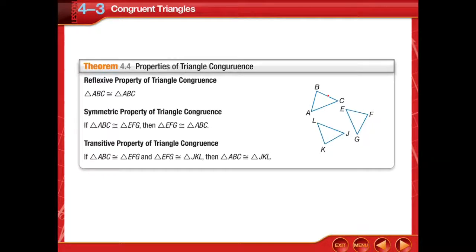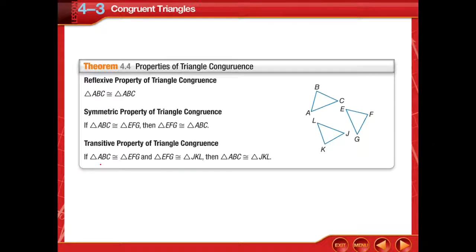Here are some properties of triangle congruence. The reflexive property states that an angle or a triangle is equal to itself. This can also work for angle A is congruent to angle A. The symmetric property states that triangle ABC is congruent to triangle EFG, or an angle is equal to another angle, and then if I reverse the order, it doesn't matter. It's not like the chicken and the egg. It doesn't matter who came first.